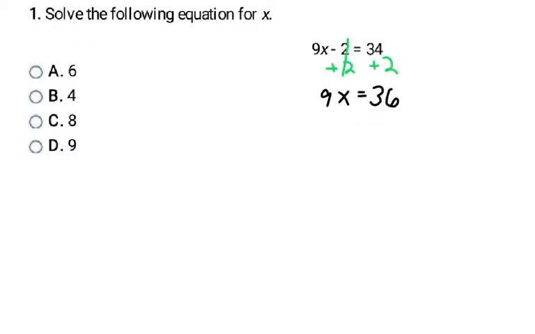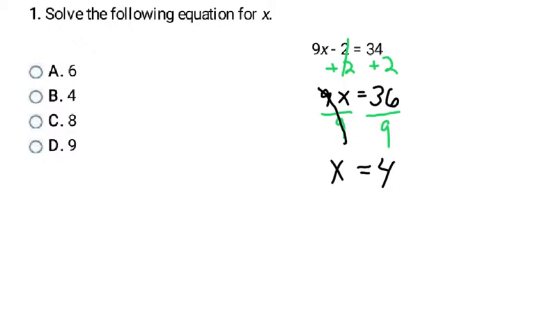Then your second step in the two-step equation is going to be to multiply or divide the number by x. Here, the 9x is being multiplied. So to undo multiplication, the opposite of that is division. So we're going to divide both sides by 9. Remember, whatever you do to one side, you have to do to the other side. 9 divided by 9 is 1, but we don't write 1x because that's implied. So it's just x. And then we have 36 divided by 9 is 4. So we have x equals 4.